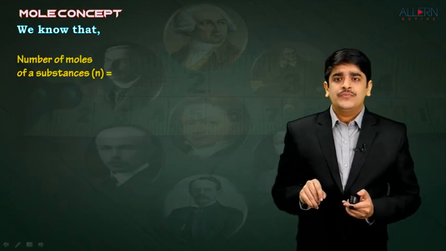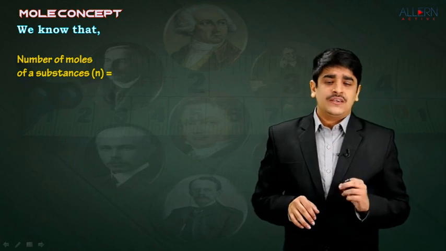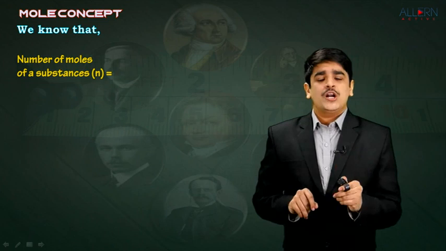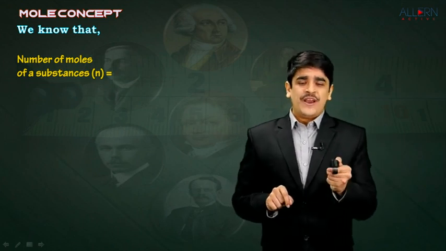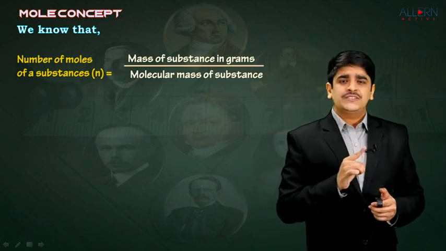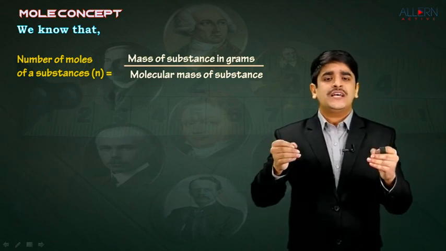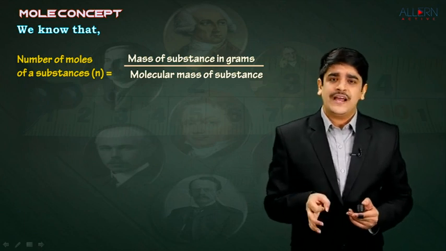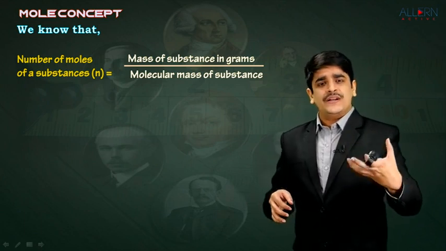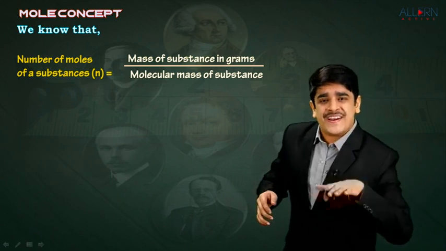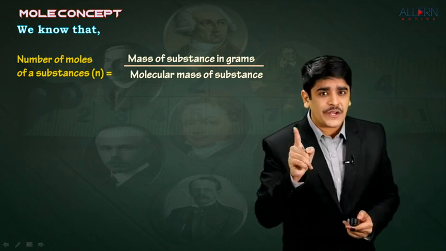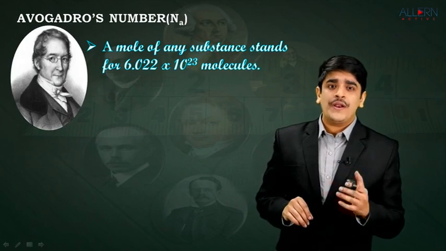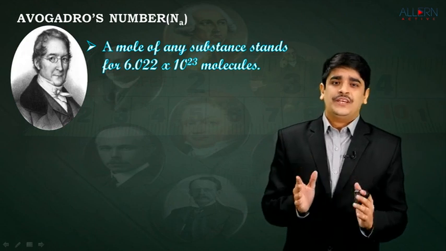Now we know that number of moles of a substance is denoted by the letter small n. How do we calculate the number of moles? Very simple, we have a formula for that. Mass of the substance in grams. So basically whatever mass of the substance has been given to you, divided by the molecular mass of the substance. That is something you can calculate. When you do that, that is going to give you your answer for how many moles are there of that particular substance.